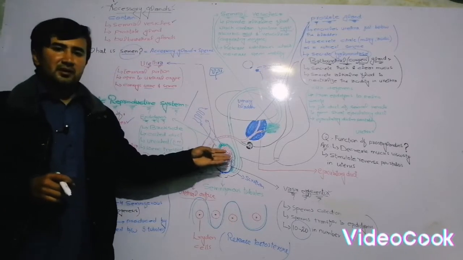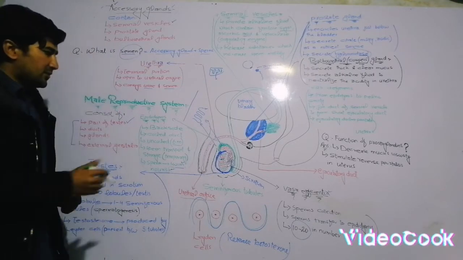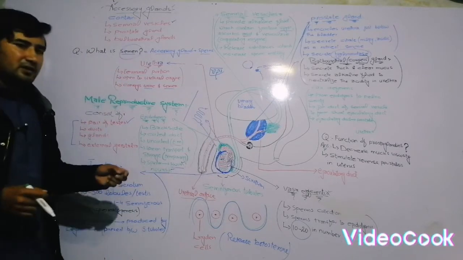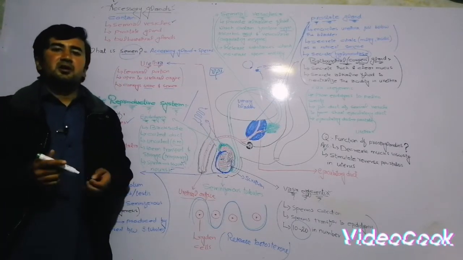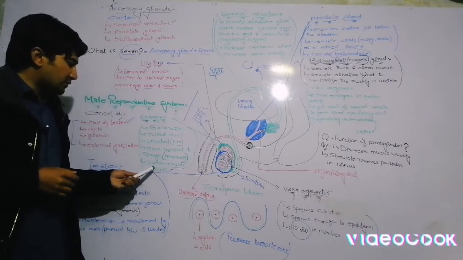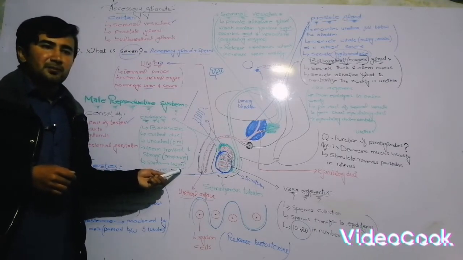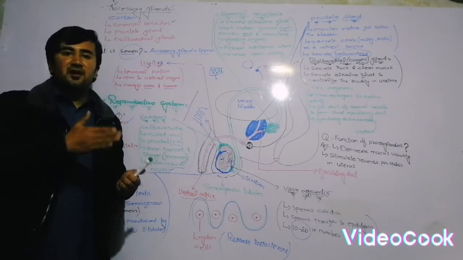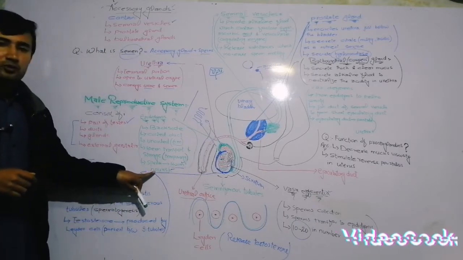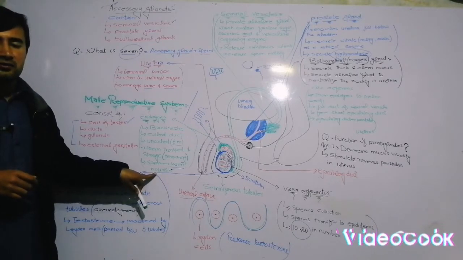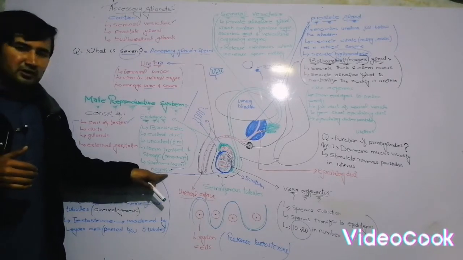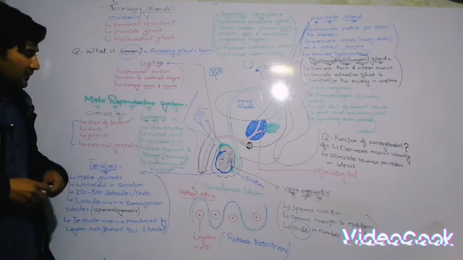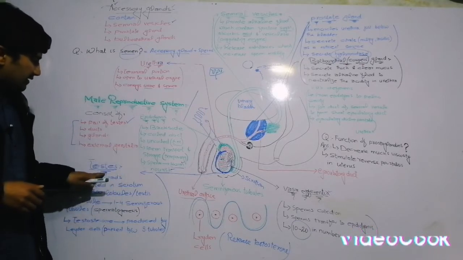And what is the function of the epididymis? You can see this is the epididymis in the green color. Its function is to temporarily store the sperms, and after that enable the sperm to gain the ability to swim fast. Also, nourishment is provided to the sperms by the epididymis. So this was all about the epididymis and the testes.